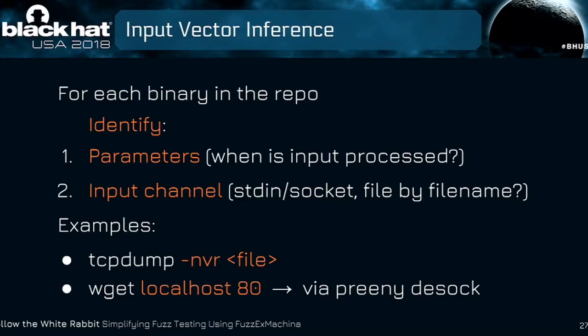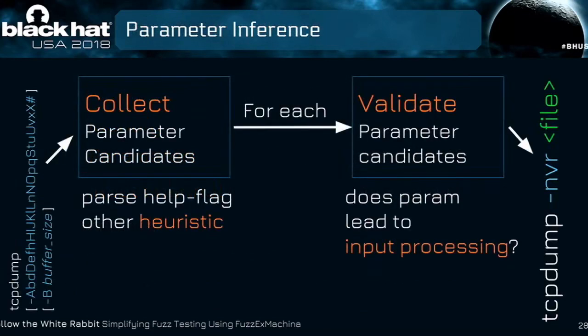And say you want to fuzz vget, then you would need to identify localhost 80 as the invocation that leads to user-defined input. All right. So to do this, FExM employs a two-phase algorithm. In the first phase, we call that the collection phase, we collect potential parameter candidates where we assume those candidates could lead to the processing of user-defined input.